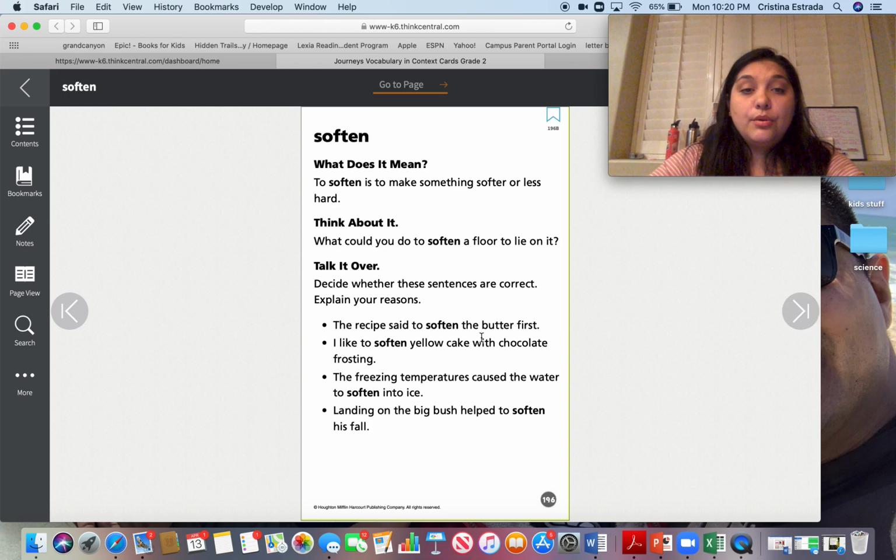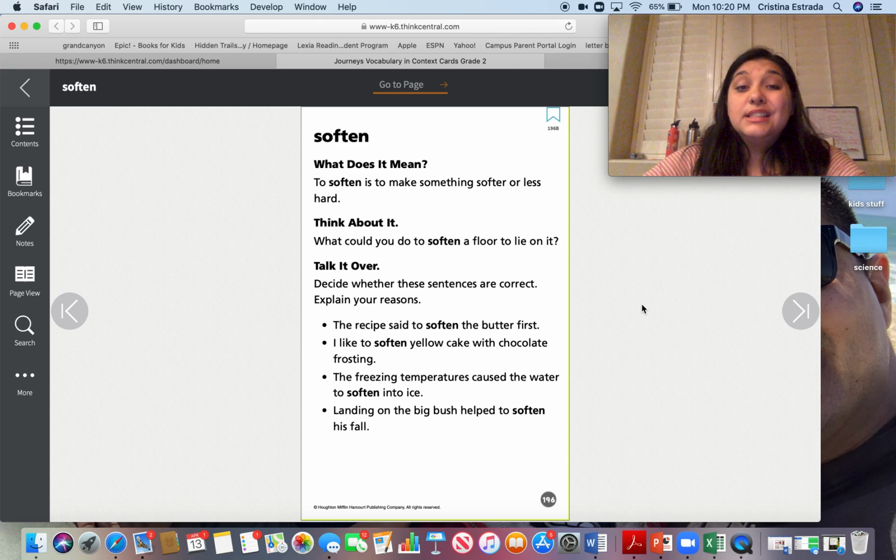So think about when you're going to lay on the floor. How do you make it soft? You can put a lot of blankets on it, pillows, different things that will soften the surface of it. Now, you can go ahead and talk it over.